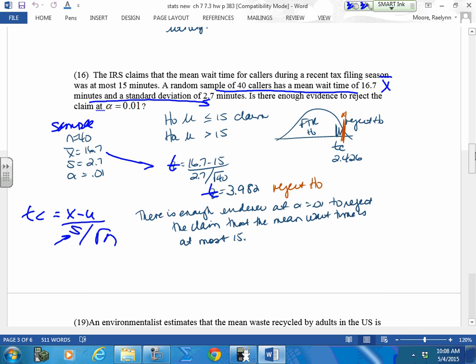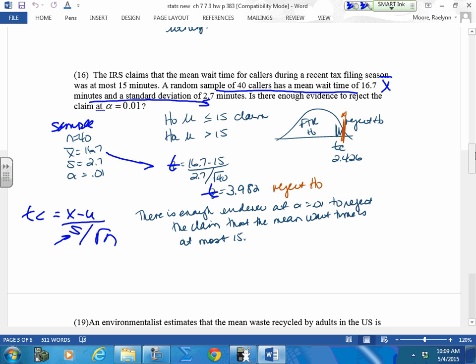So as soon as we don't know our population standard deviation, we have to use a T. And they have to tell us, the same thing as before, if N is greater than or equal to 30, we're good. If it's less than 30, they have to say, assume that it's normally distributed. That part stays the same.